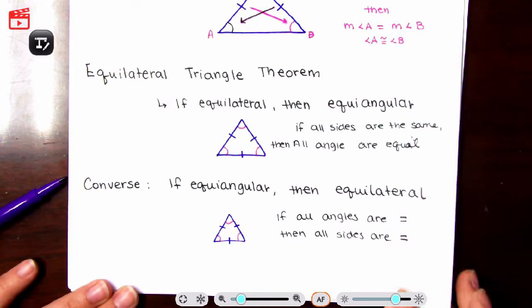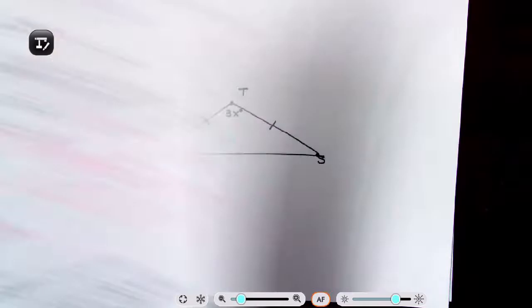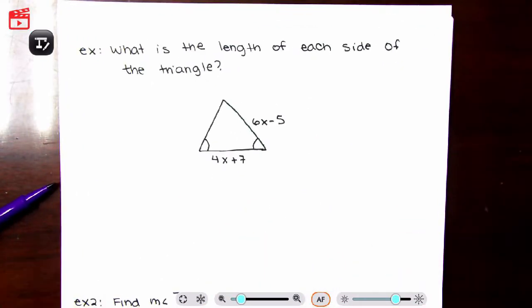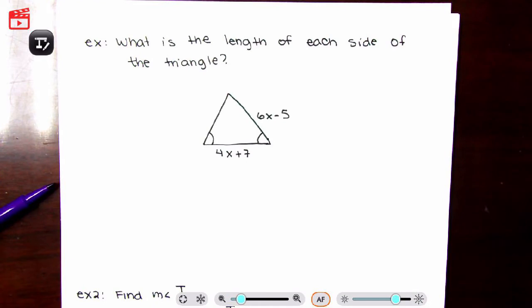All right, let's go ahead and see if we can work with these triangle theorems. Example 1, what is the length of each side of the triangle? Again, see what we have, work with what we need.